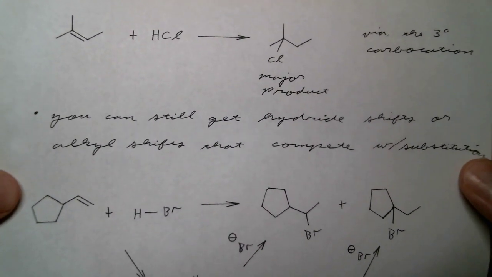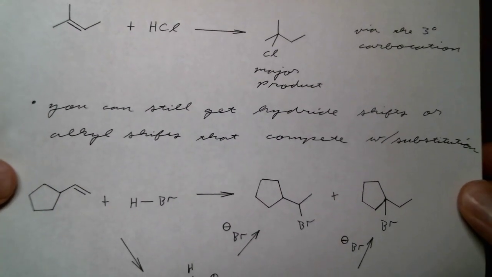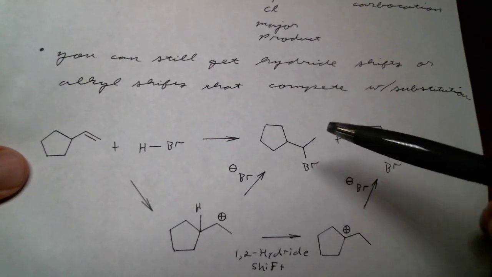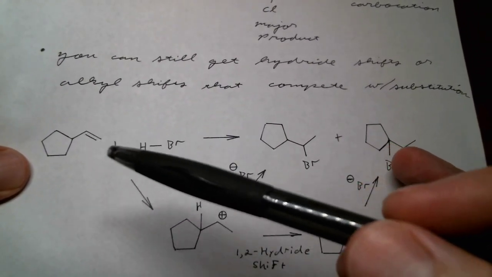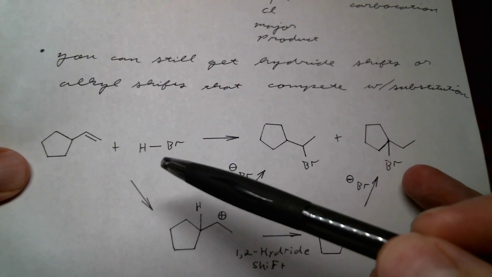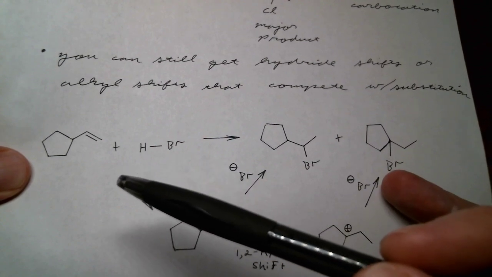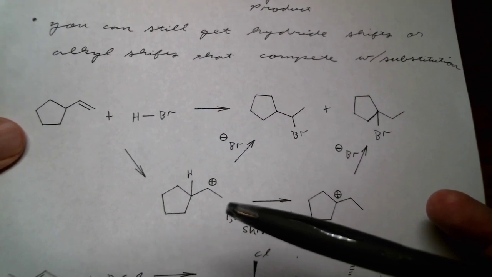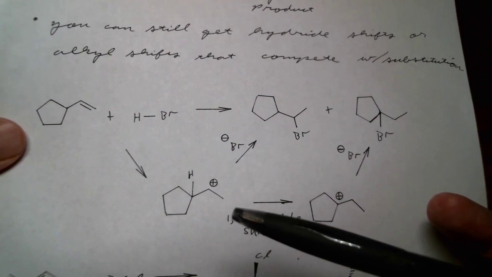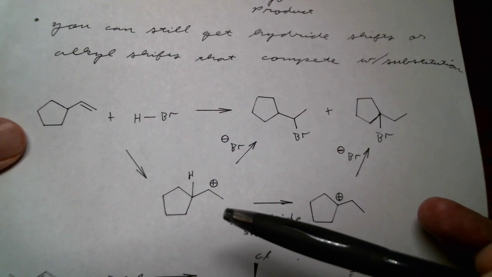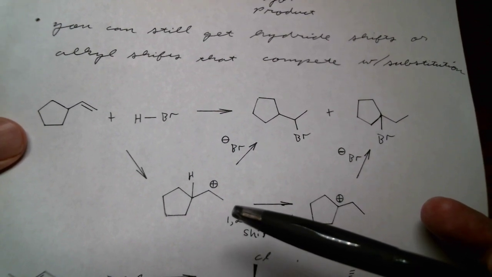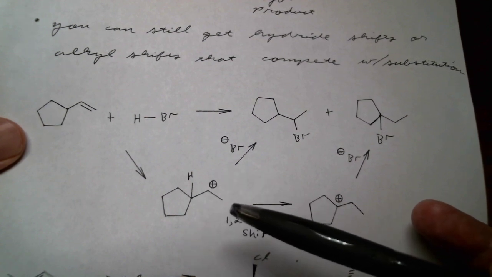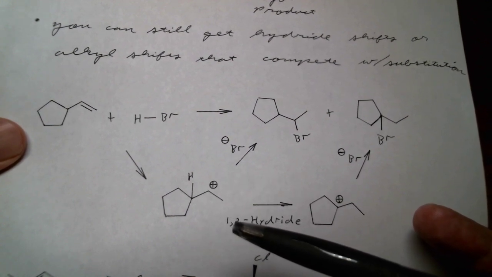You can still get hydride shifts or other alkyl shifts that compete with substitution in these types of reactions. So, for example, if we were to treat this alkene with HBr, we would protonate it to give a secondary carbocation as our first intermediate. We could not protonate it to give a primary carbocation because that's too high in energy, not enough hyperconjugation to stabilize it. But once we've generated this secondary carbocation, a lot of things could happen.